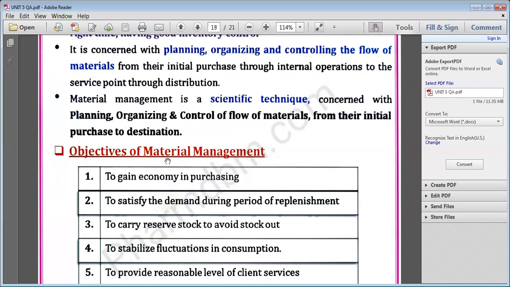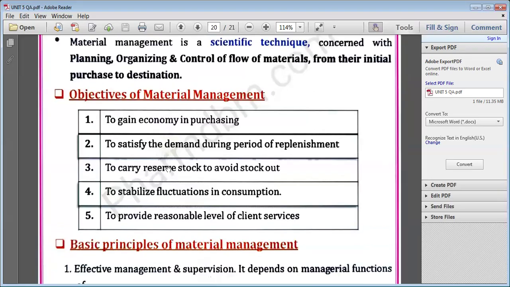And there should be an appropriate purchasing of software like LIMS, which is very helpful for an appropriate distribution of the raw materials, and to know what is the stock that we have purchased, what is the stock that is being left, and what is the quantity that has been supplied to the various departments. And material management is a scientific technique which is concerned with the planning, organizing, and control of the flow of material from their initial purchase to the destination.